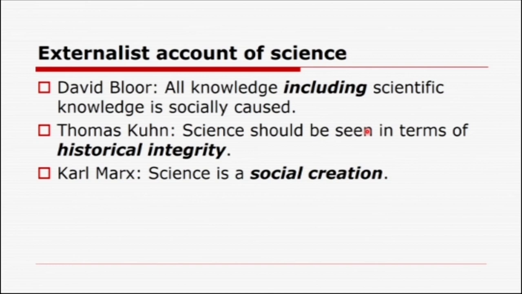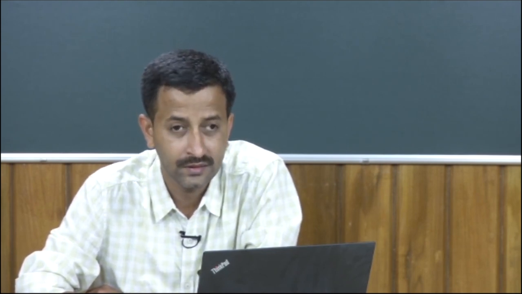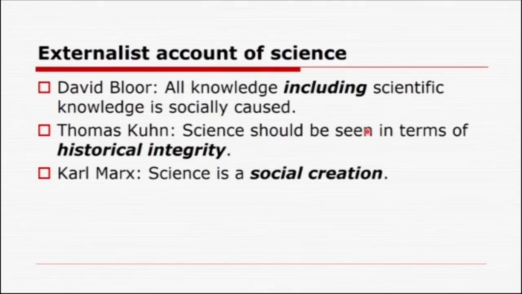David Bloor said in Knowledge and Social Imagery in 1976 that he opposed the statement of Mannheim that all knowledge except scientific knowledge is socially and culturally conditioned. Rather, Bloor said no, all knowledge including scientific knowledge is socially caused. Again, Thomas Kuhn, in The Structure of Scientific Revolutions of 1962, one of the best references in the world of STS studies, said that science should be seen in terms of its historical integrity.